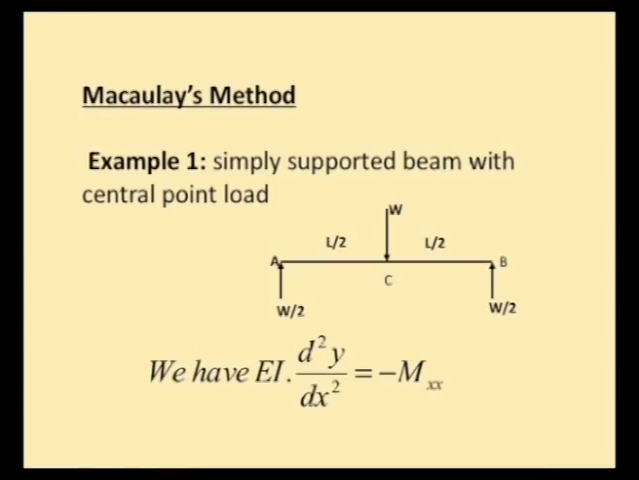So, we will take a simply supported beam with central point load, and we know that E I d squared y by dx squared equals minus M xx. So, we need to derive the value of M xx for portion A C and for portion B C before proceeding to the substitution in the bending equation.